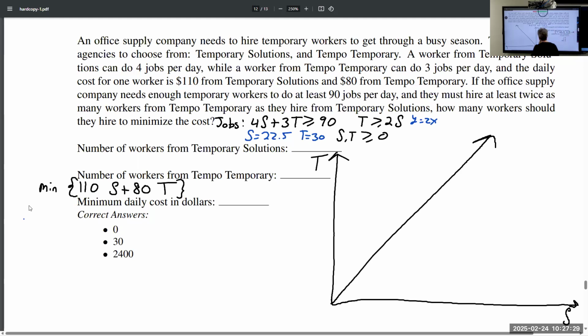Okay, well, it looks like I can have a lot of freedom of how I graph it. So if this is 22.5 and this is 30, I only need to connect them. Now I need to see where I'm at. Where am I on this graph?